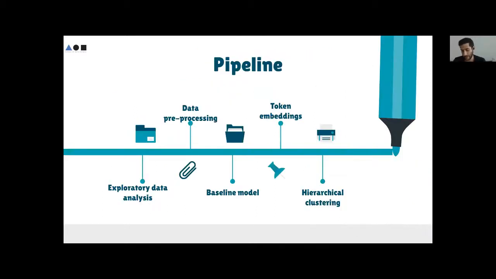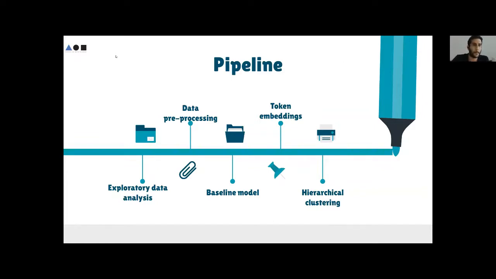So the pipeline goes as follows. We did exploratory data analysis. Afterwards, data pre-processing. We built a baseline model. Afterwards, we did token embeddings and hierarchical clustering. And I will let Hernan lead and explain about it.